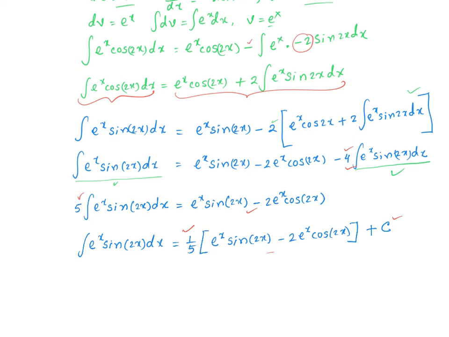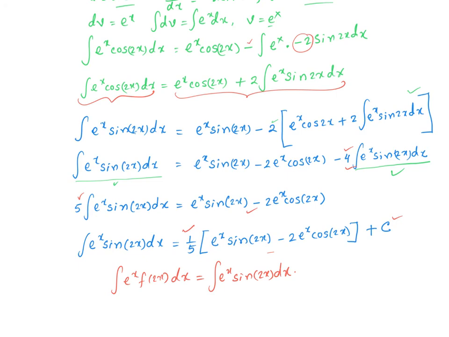The problem asks us to find the integral of e to the power x f of 2x dx, which by the way is nothing but the integral e to the power x sine of 2x dx. In solving this problem, we have used integration by parts twice.